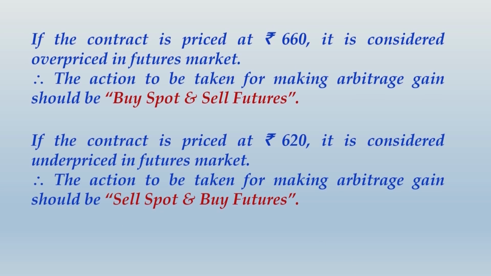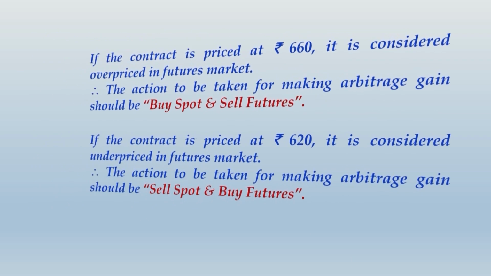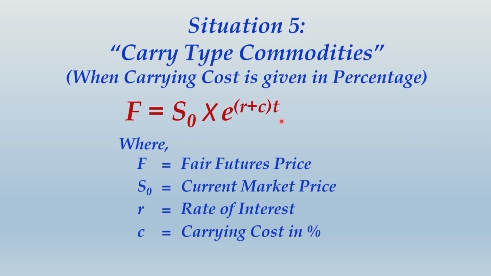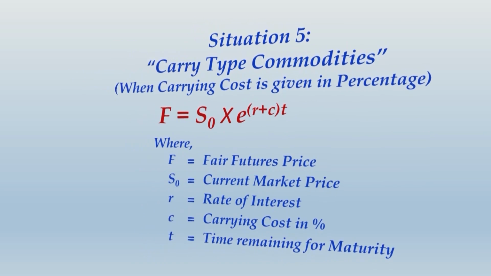Alright friends, let us move ahead. What we do now is deal with a very similar type of situation, still carry type commodities, but with a little difference: the carrying cost is given in terms of percentage. I have explained this well some time back. The equation over here will be F equals S0 into e raised to (r plus c) into t. You may define all the variables used here, and all this is given in the textbook, so you need not write this up. When we have to solve a question relating to this, obviously we will write all this out.